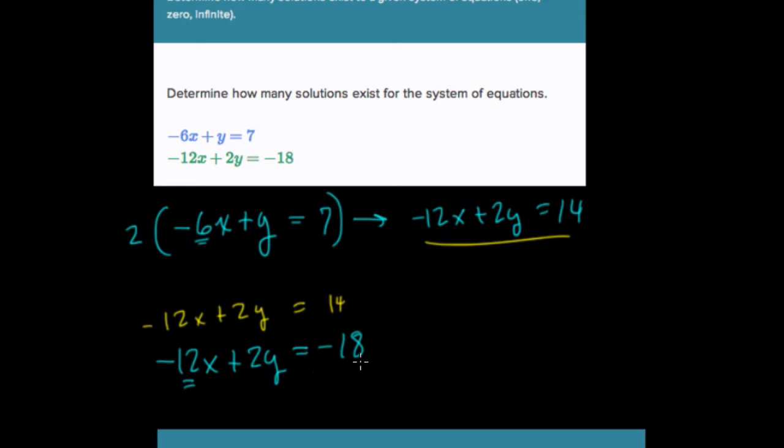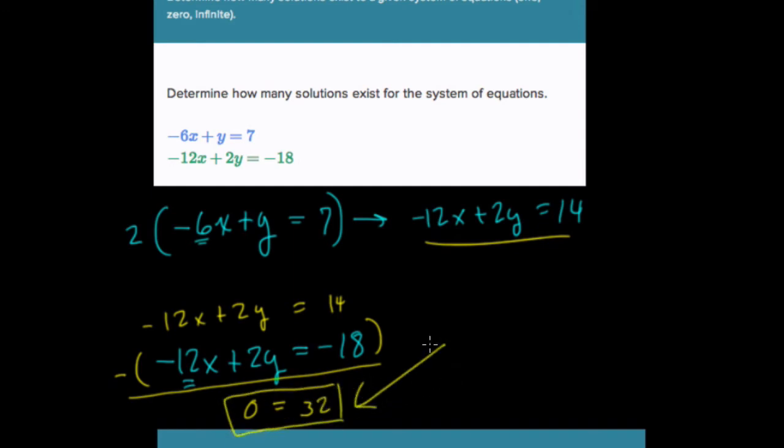And if this is not enough to convince you, you can go further and solve it. At this point, since you have two equal x's and y's, you can subtract one from the other to really see what's happening. So negative 12x minus negative 12x, that's negative 12x plus 12x, that's 0x, or just 0, right? And 2y minus 2y is also 0. So we have 0. On the right-hand side, 14 minus negative 18 is like 14 plus 18, which is 32. And we get a situation like this: 0 equals 32. If you get this kind of an imbalance, right, 0 does not equal 32.